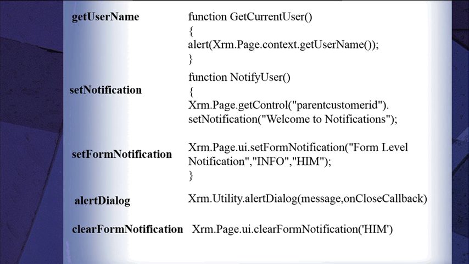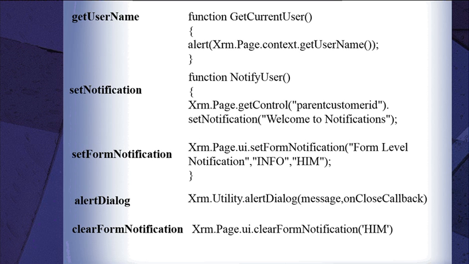You can see here we need to pass the message that we want to display in the alert, and then a callback method. If there is something you want to perform in response to the user closing the dialog, you can create your function and call that callback function here. Once the dialog is completed, that function will execute.